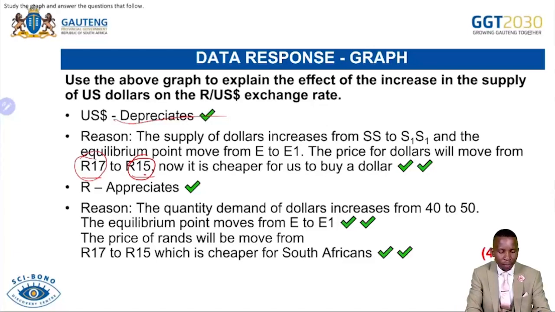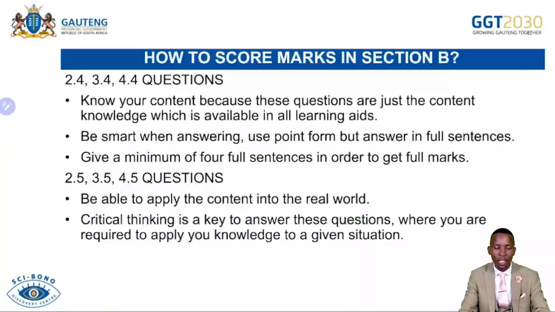The rand appreciates. Reason: the quantity demanded of dollars increased from 40 to 50. The equilibrium point moved from E to E1. The price of dollars moved from 17 rand to 15 rand, meaning we afford more. So it becomes cheaper for South Africans to afford a dollar. That gives you 4 marks, then it is 10 marks.